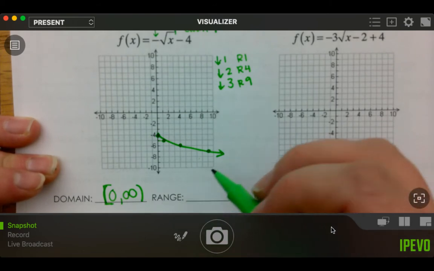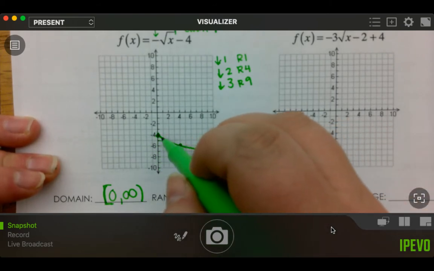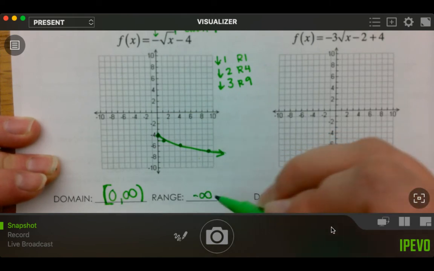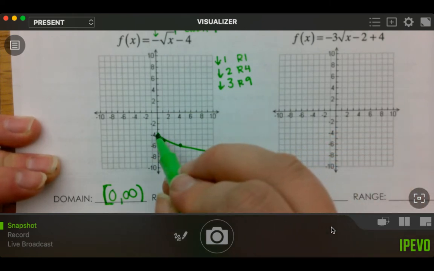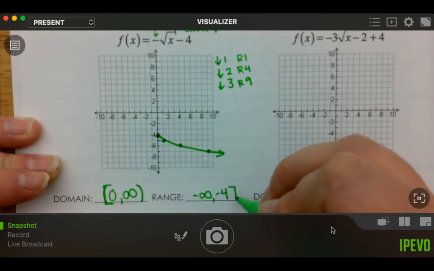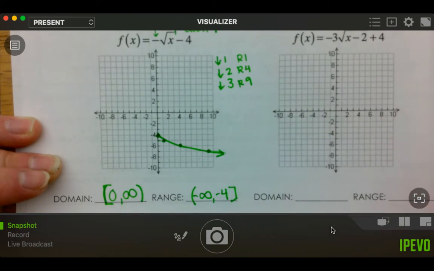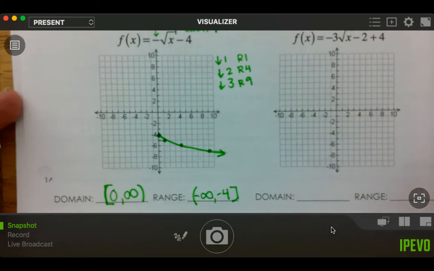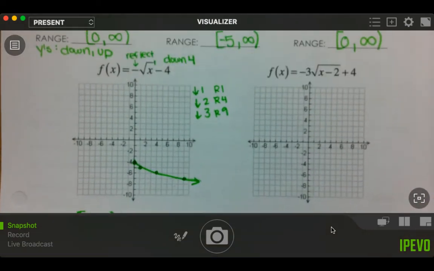And then the range is bottom to top. Well, the bottom of this graph is negative infinity because it keeps going down forever. The top of this graph is right here at -4. So since this one is upside down, the range is sort of flip-flopped. And then we have one more square root before we move on to the cube roots.